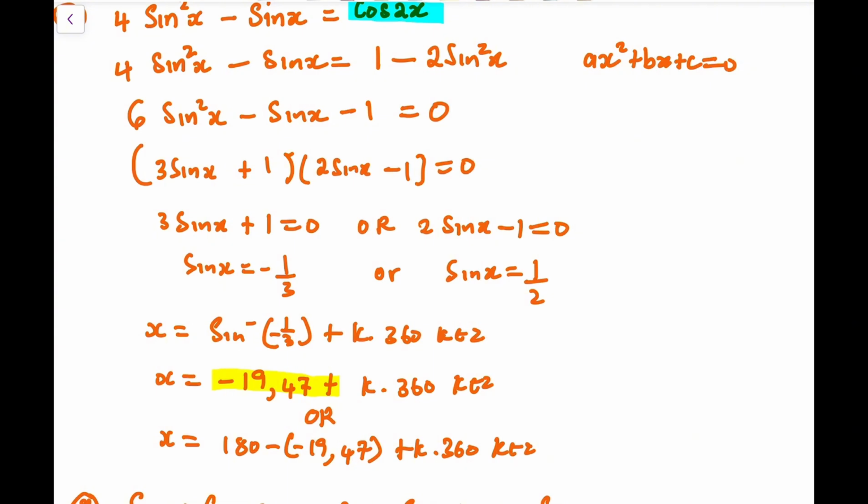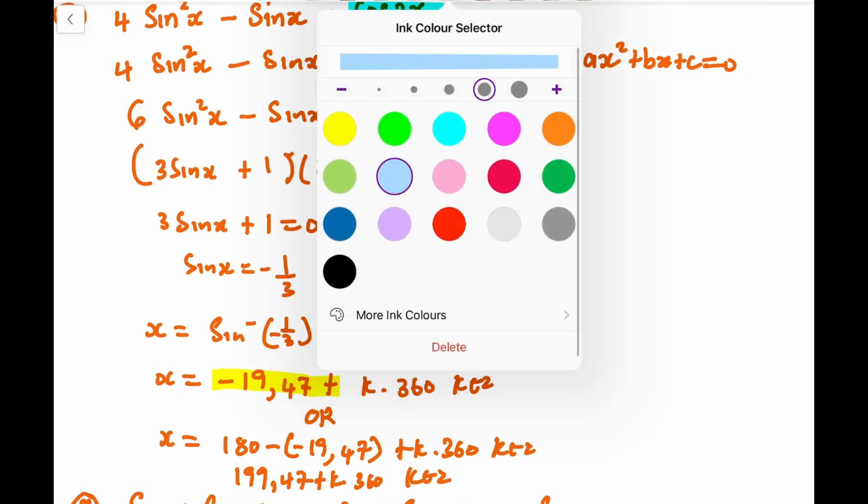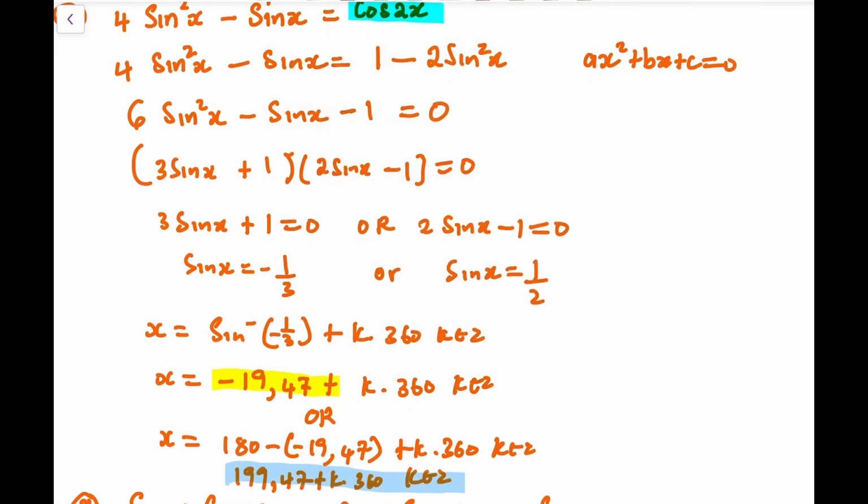Now, 180 minus minus 19,47, I think it will give us 199. I think it will be 199,47, and then plus k multiplied by 360. K represents all the integers, and then we are done with the first part of the general solution, which has 2 solutions. And then now we have another solution here.